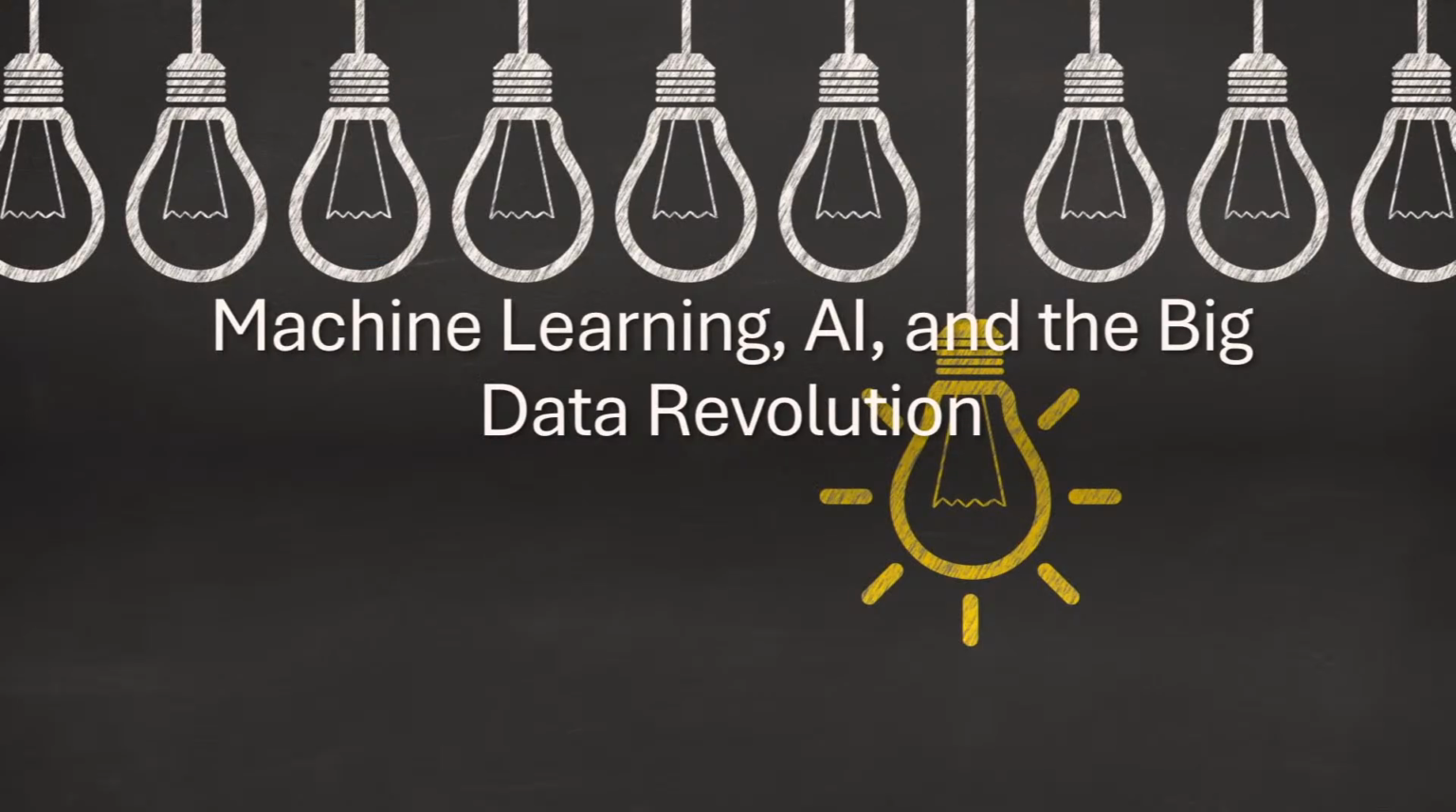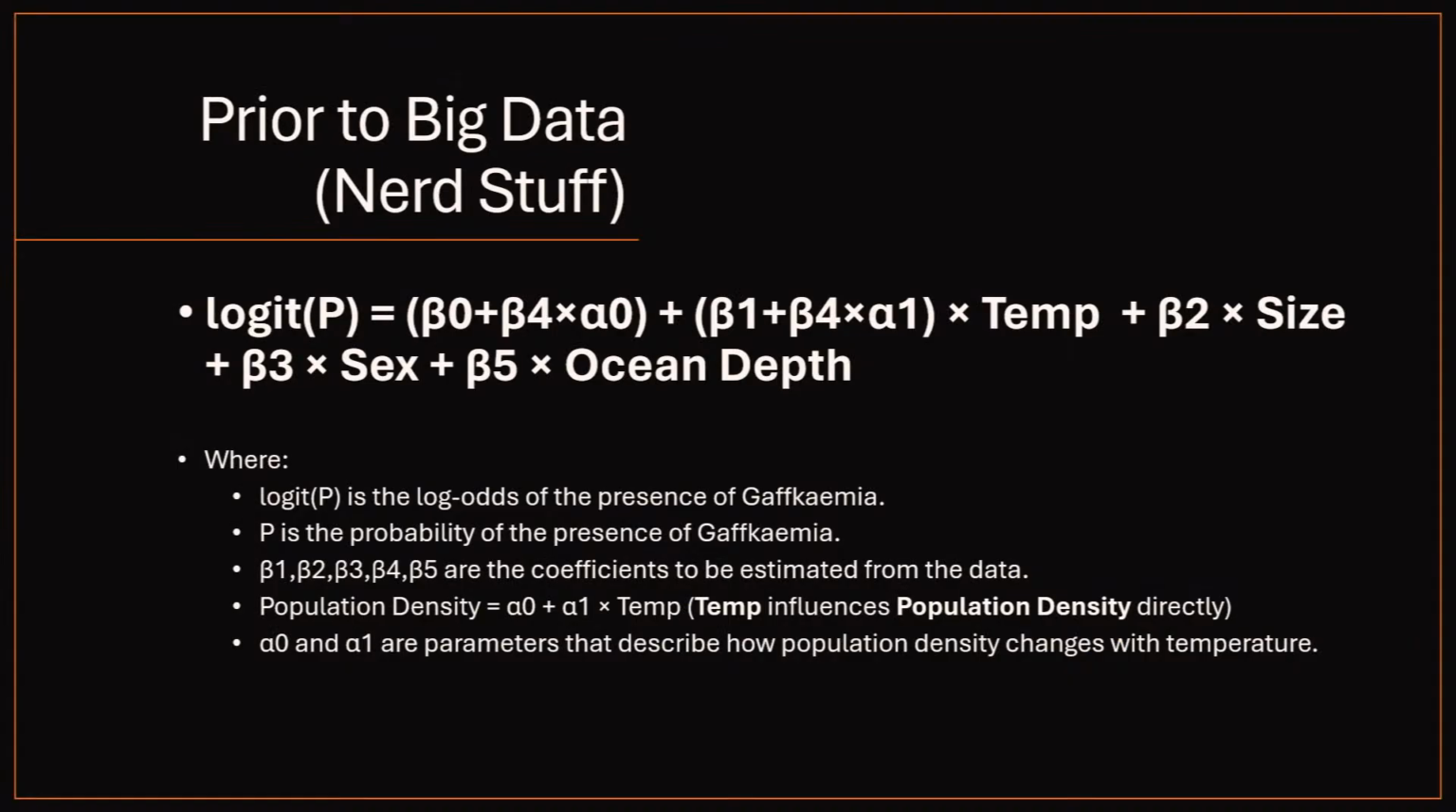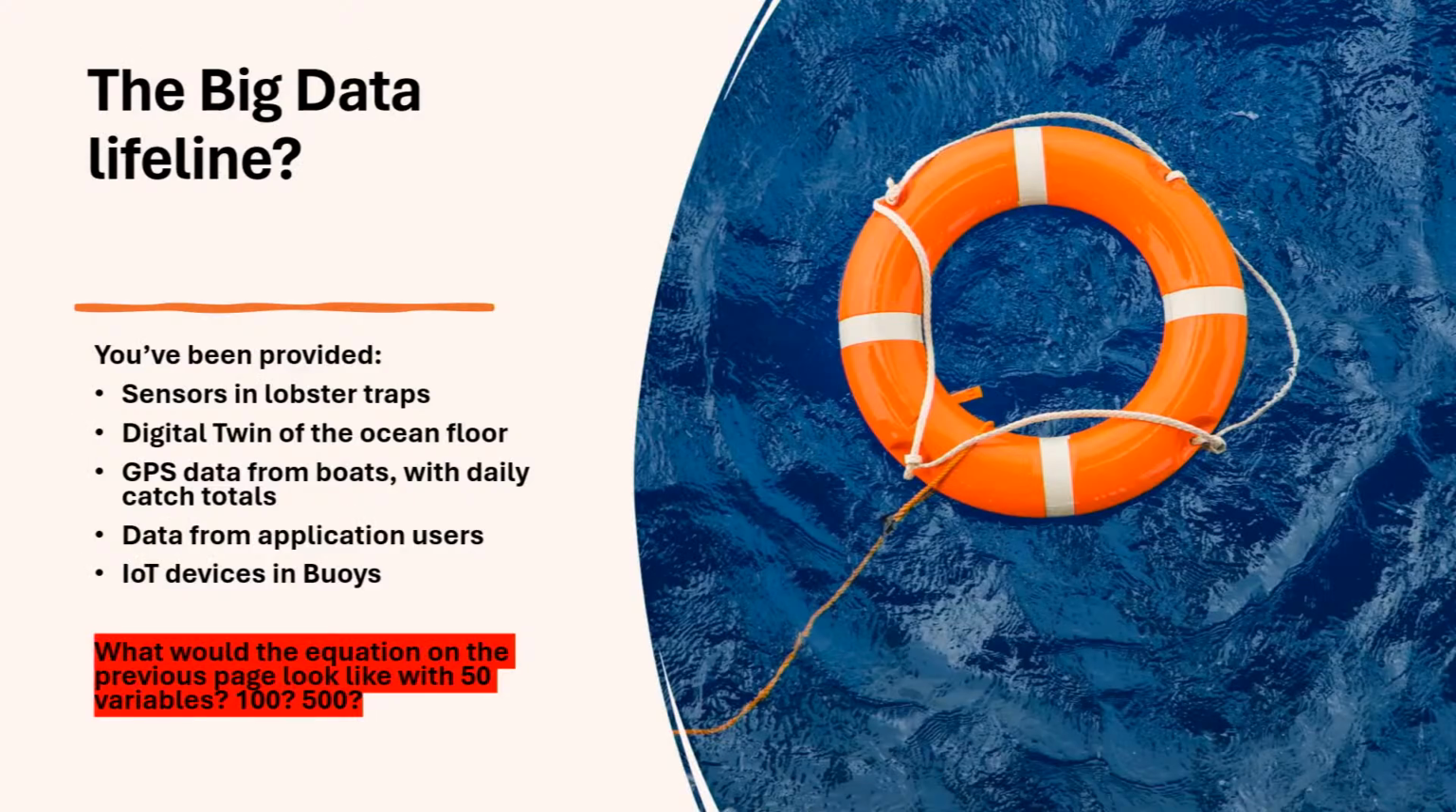So really, the paradigm for AI as I see it has a lot to do with big data. In a previous example, we touched on something with 5 variables. So this is what the equation would look like. A little math heavy, but like I said, 5 is reasonable. So, the big data lifeline.